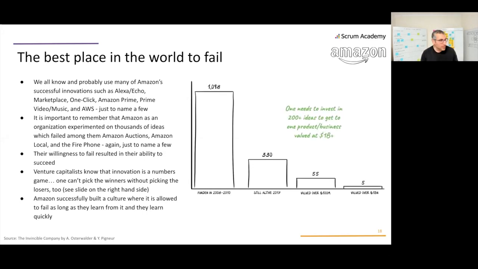So when you look at the numbers from 2008 till 2010, around 1,100 startups were funded in Silicon Valley. 7-10 years later, 330 still active, 55 valued over 100 million, and only 5 valued over $1 billion. So that's one out of 200, 220 companies. Now, how many organizations that you work in or work with are willing to have so many failures to get to a $1 billion product?